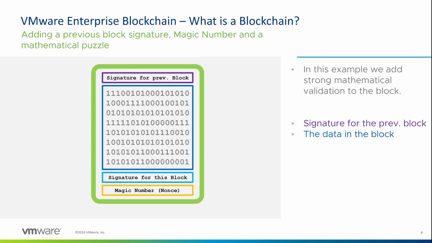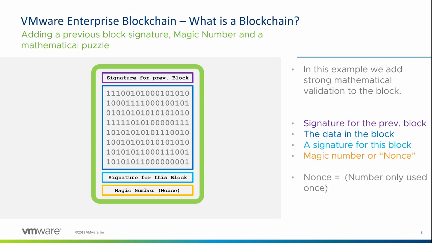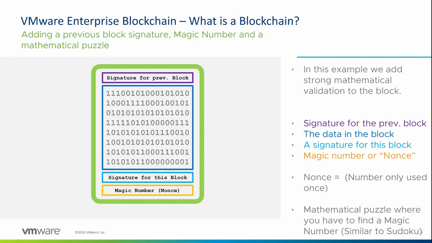We still have the data and we still have the signature for the block, but we've also got this additional magic number or nonce. Now the reason it's called a nonce is that it's a mathematical term that means number only used once. And the reason we have this nonce is that before we write the final signature for this block, there's a mathematical puzzle that we have to solve.